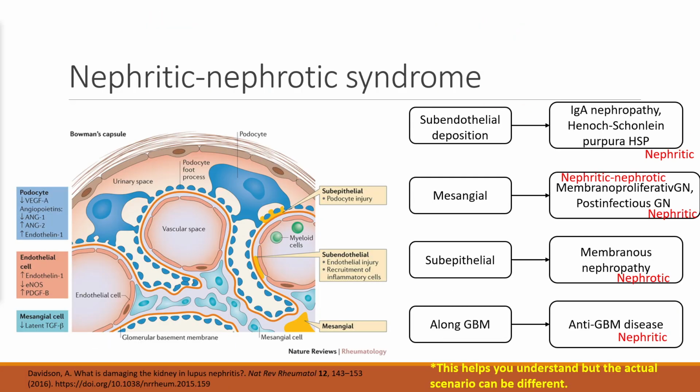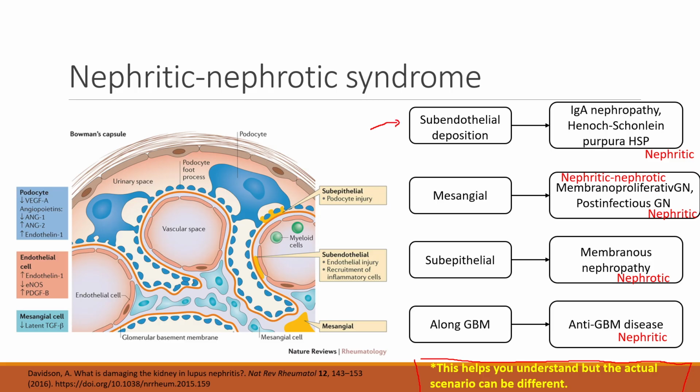So in this slide, I would like to try to explain how the immune complex deposits at each cell location, ultimately causing nephrotic or nephritic syndrome. But please remember that this is not an absolute formula. This is just for you to understand the mechanism behind it more easily, but it is not absolute, so something may not apply. Please remember that.